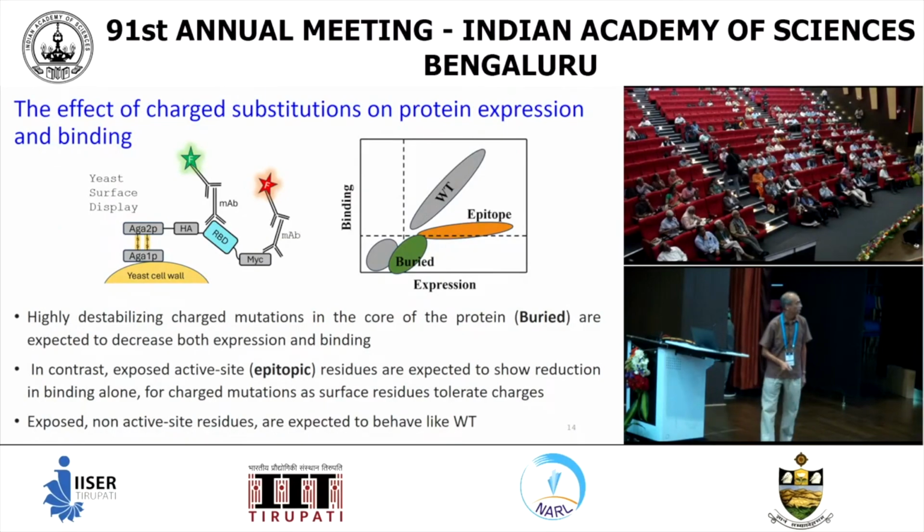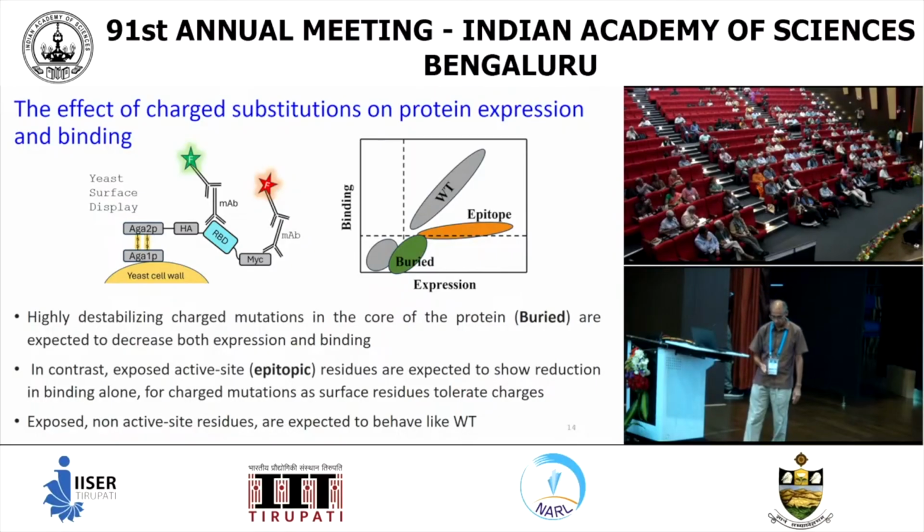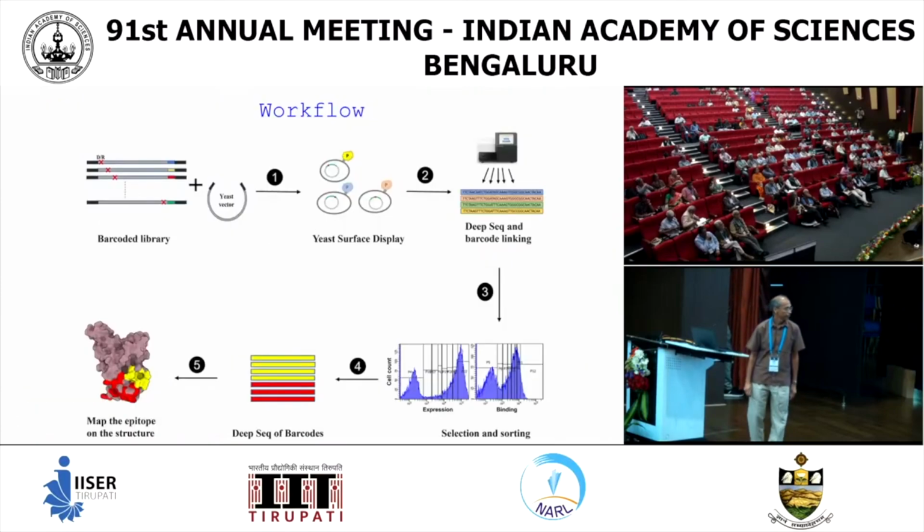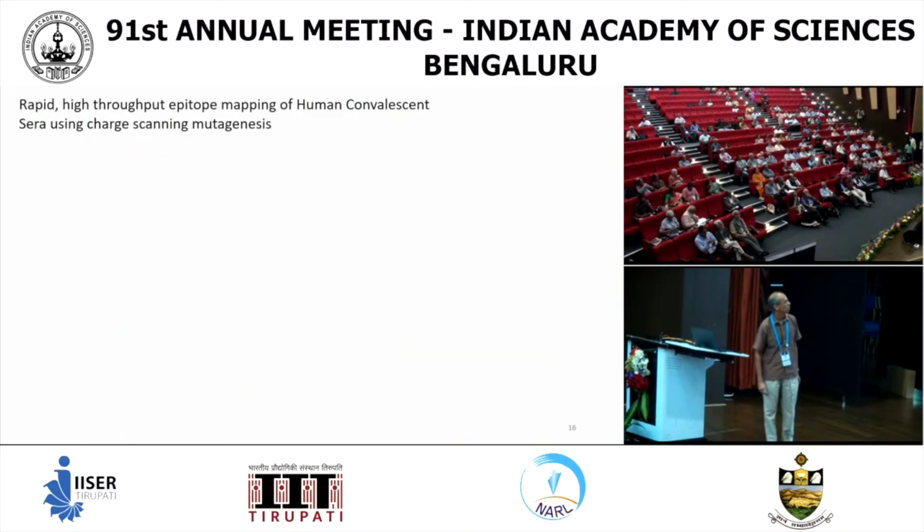So the idea here is that we express the protein on yeast, and then we come in with either a monoclonal or polyclonal antibody, and we detect the binding of that antibody to the protein that's displayed on the yeast surface. When we have a mixture of different mutants, we can see through next generation sequencing which of the mutants are binding to the sera and which are not. And there's a way of very quickly doing it by barcoding the library, which I won't really talk about.